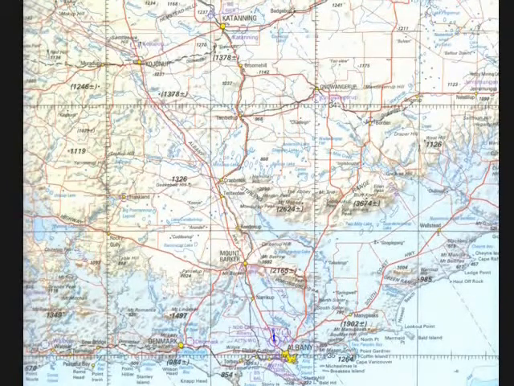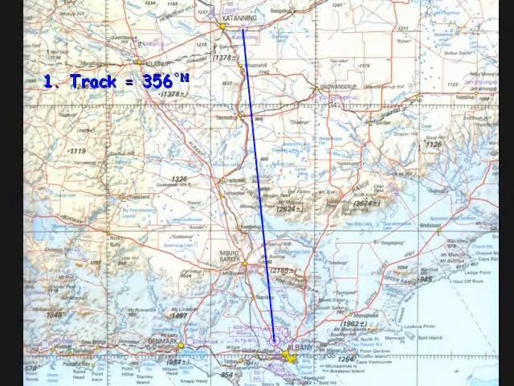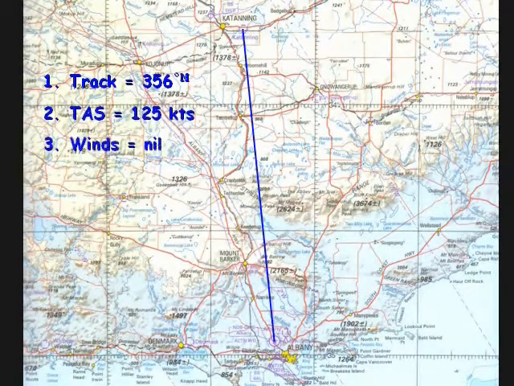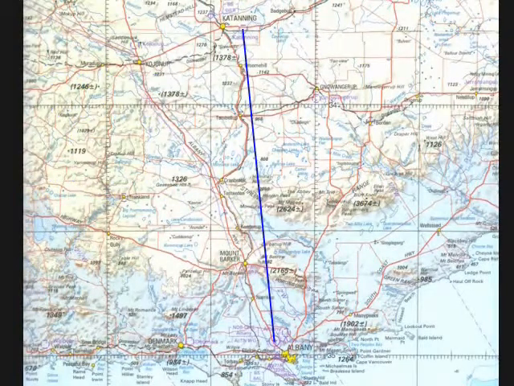Let's say we're flying from Albany in the south to Katanning in the north. That's a track of 356 degrees magnetic. We'll assume that our aircraft TAS is 125 knots, and today the forecast is for nil winds. So our heading for today's flight is 356 degrees magnetic. When we departed, we noted the time was 15:30 hours.